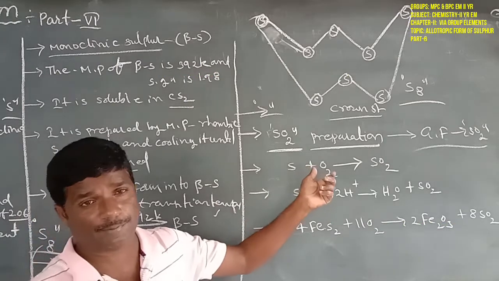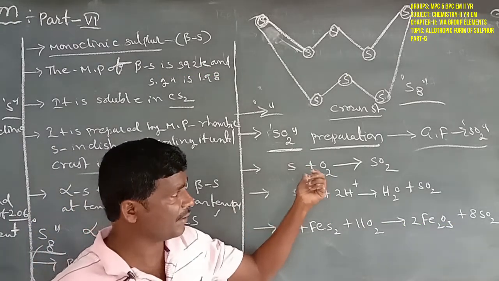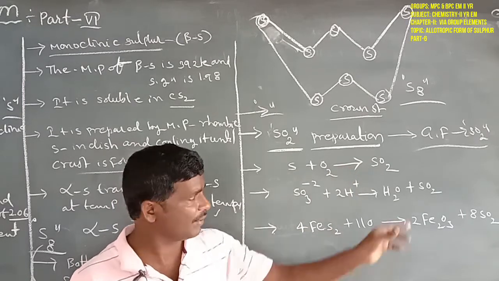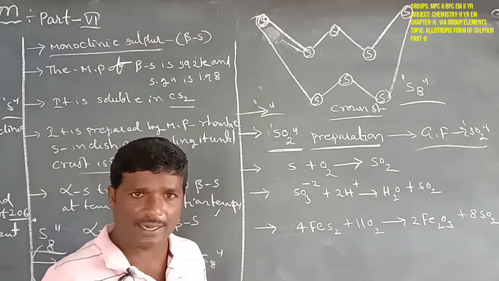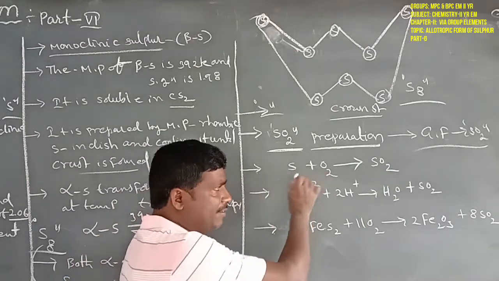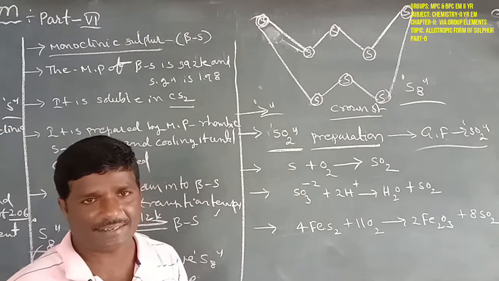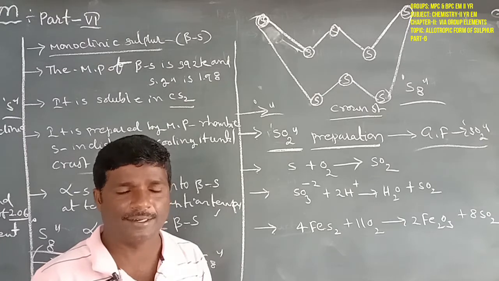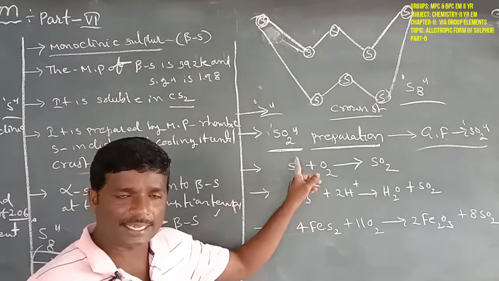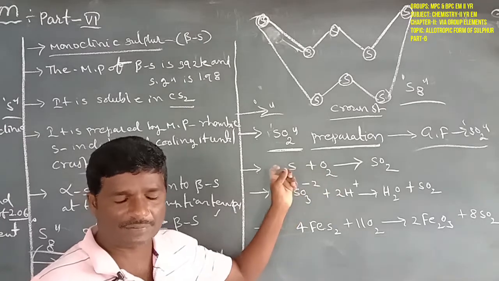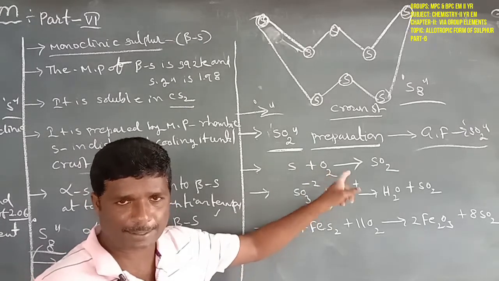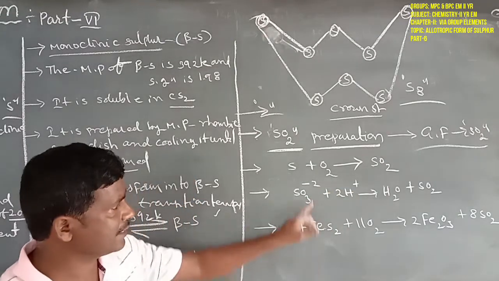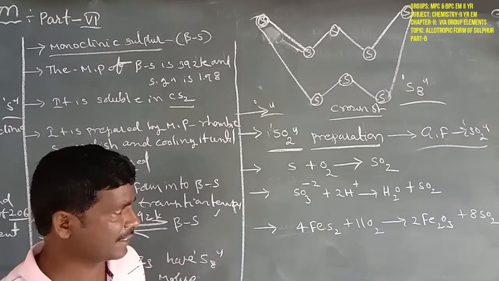Sulfur dioxide is prepared from the burning of sulfur in air. Sulfur reacts or combines with oxygen in the presence of the atmosphere to form sulfur dioxide. That is the first preparation of sulfur dioxide.